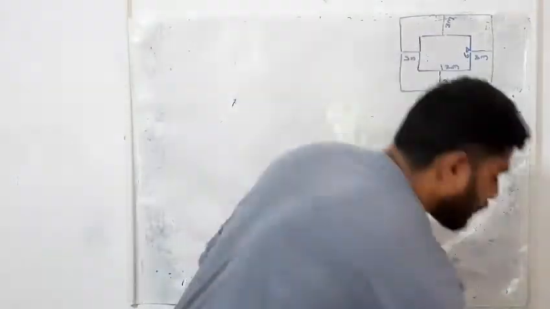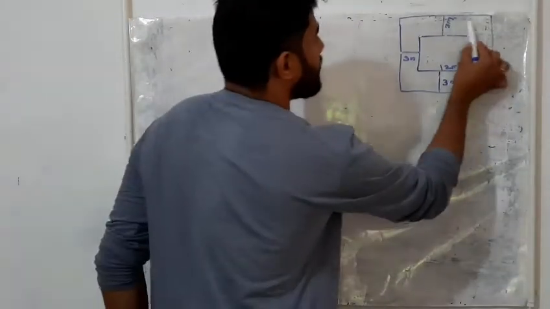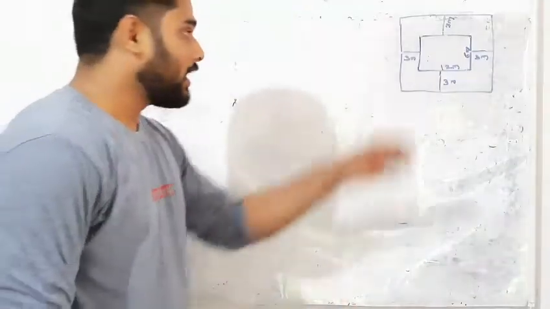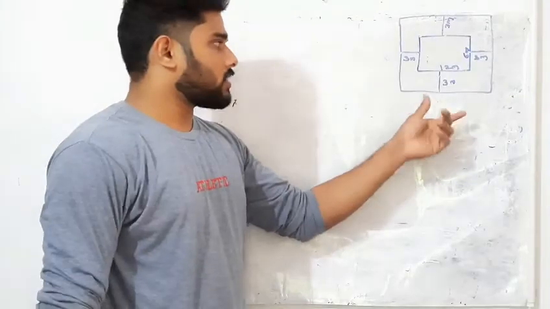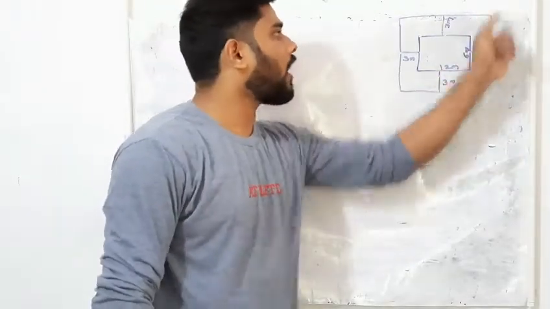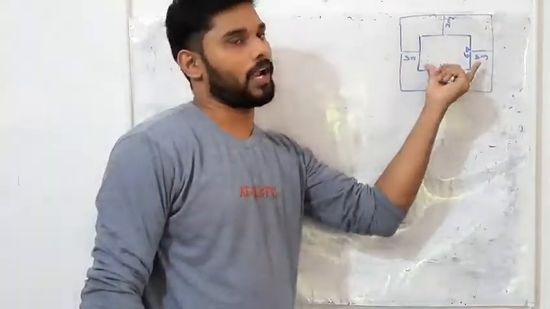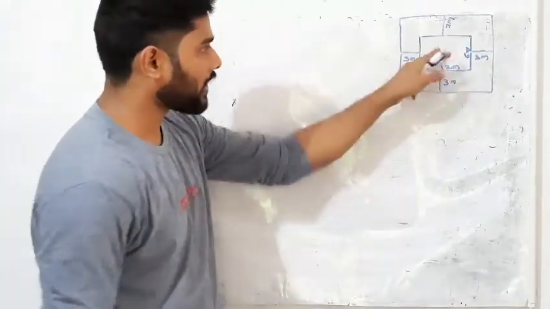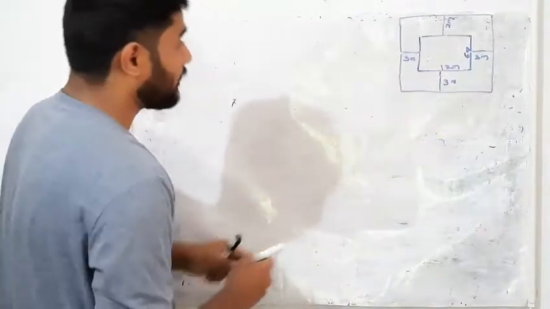So, what do you have to find out? We have to find out the area of the path. So, this is the path. We have to find out the area of this path. Clear? So, in this question, you can see 2 rectangles are there. Big one and small one. Clear? So, here I am going to write the small one.